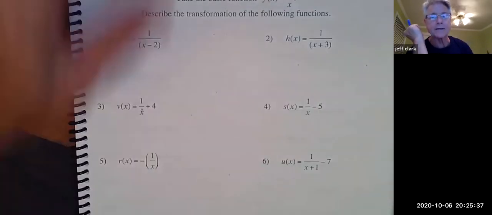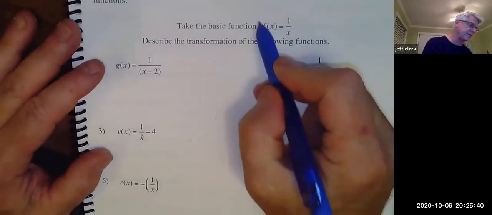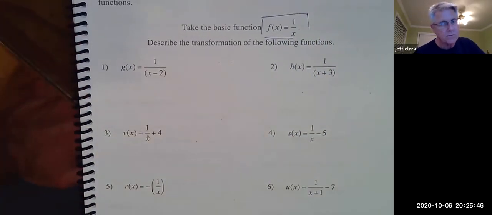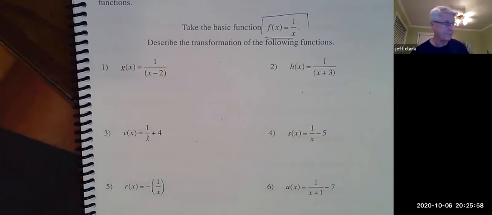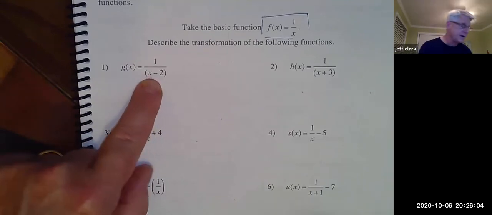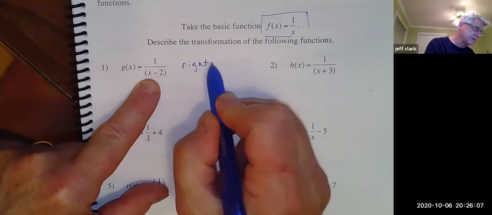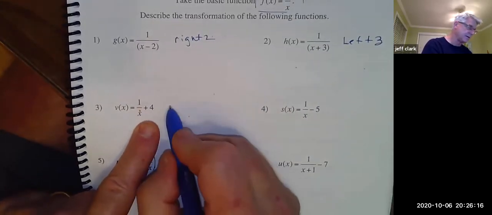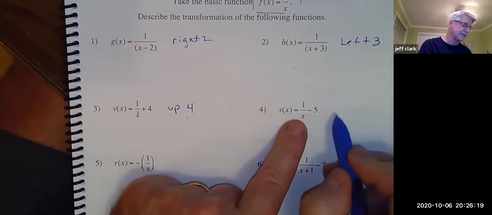Okay, these should be familiar because it's basically the transformations, and you're comparing it with this base function, 1 over x, and there's always an order. Order is important. You go left, right first, reflect or vertical shrink and stretch second and third, and the last thing would be the up and down. This one here is a right, because you always go opposite of what's inside the argument. So this is a right 2. This is a left 3. This is an up 4. This is a down 5.